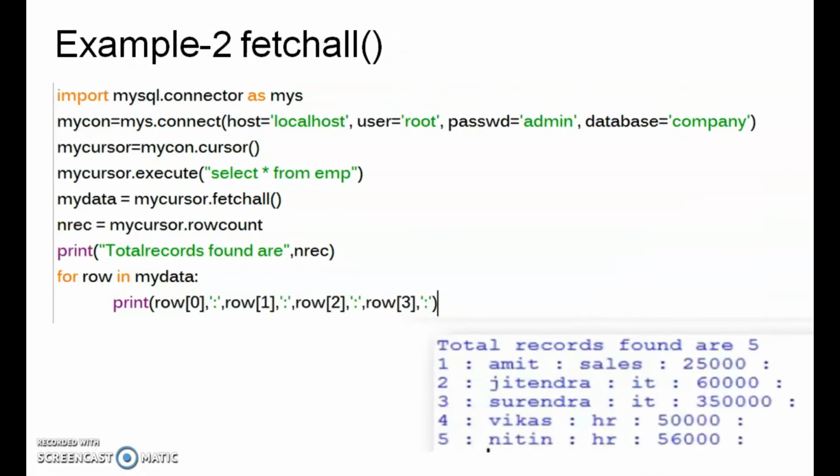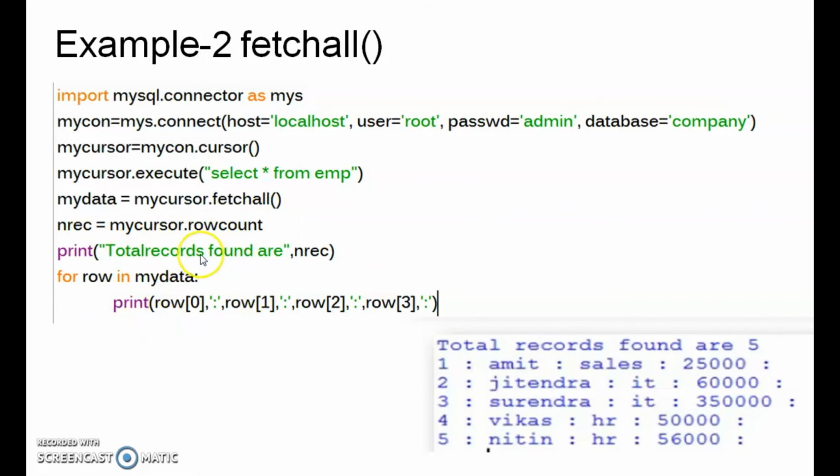Okay. One more example. Here the same statements. Import mysql.connector as MYS. Then mycon is equal to MYS.connect. Host is equal to localhost. User equal to root. Password equal to admin. Database equal to company. Then mycursor is equal to mycon.cursor. Mycursor.execute, select star from EMP. My data is equal to mycursor.fetchall. Okay. NR is equal to mycursor.rowcount.